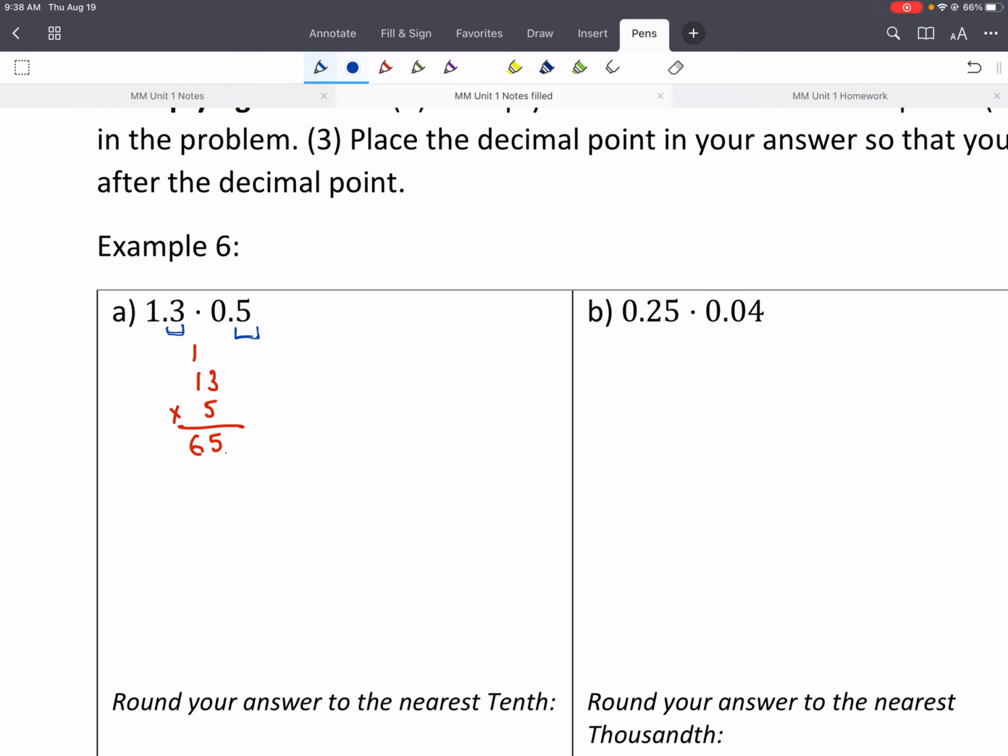So that means we're going to start here and we're going to move the decimal twice. So 1, 2. So our answer here is going to be 0.65. Again, check it with your calculator, make sure that's right.